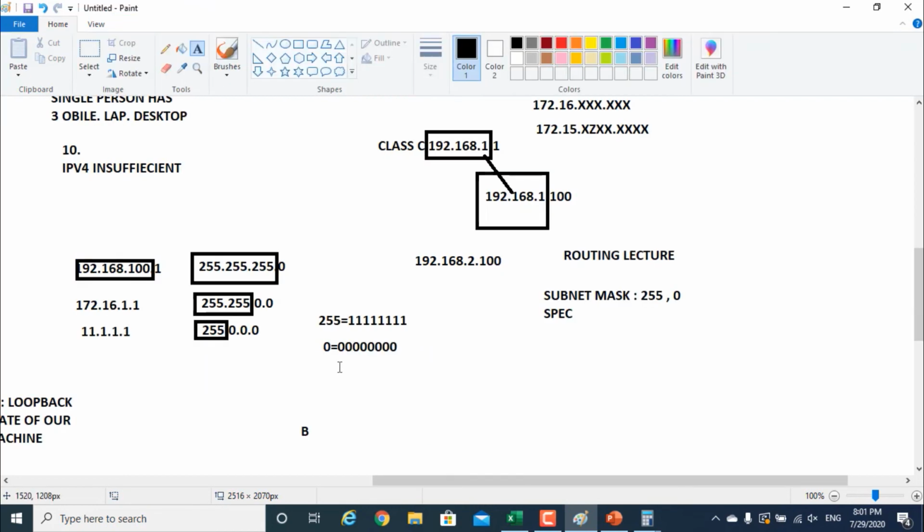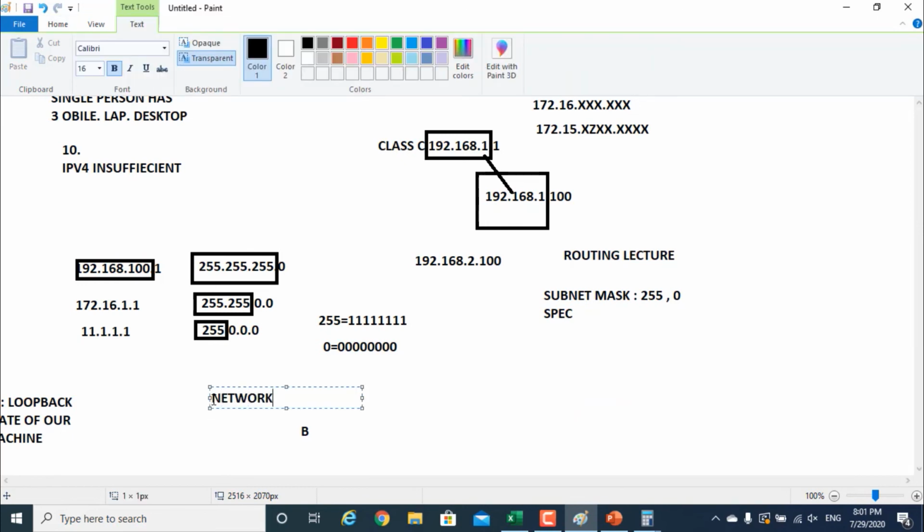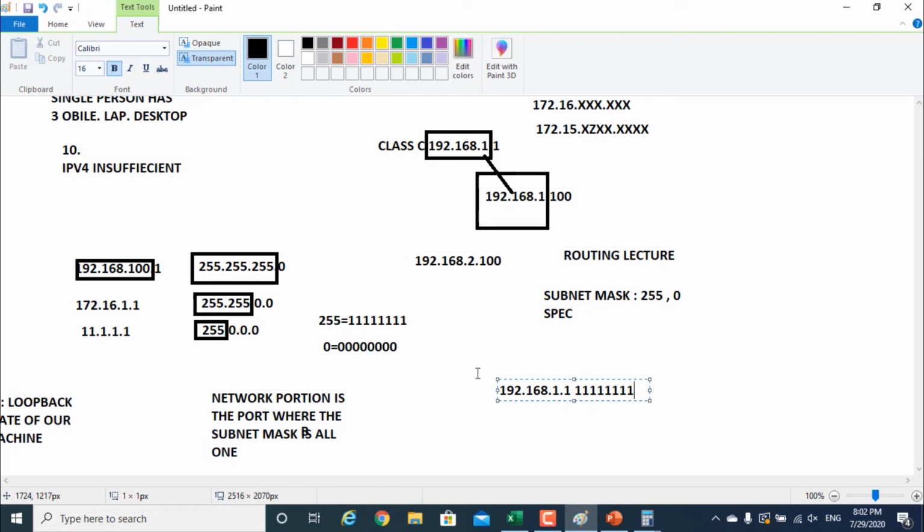So now we understand that the network portion is the portion where the subnet mask is all 1s. Are you getting it? So when I'm writing an IP address like 192.168.1.1, I'm writing the subnet mask like this: 8 ones, 8 ones, and 8 ones. So you directly understand that this is my IP and this is the network portion.